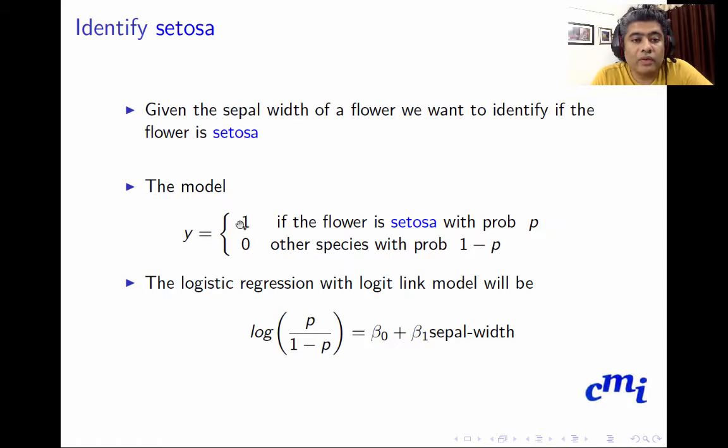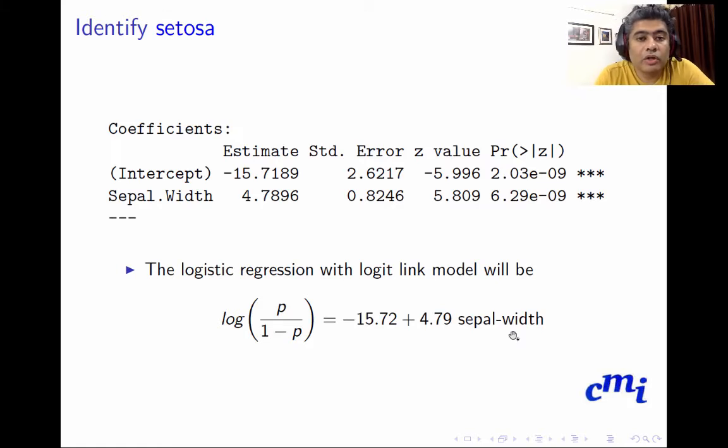So we define y equal to 1 if the flower is setosa, with some probability p, and 0 if it is another species, either virginica or versicolor, with probability 1 minus p. So the logistic regression with logit link model will be log of p over 1 minus p equal to beta naught plus beta 1 times sepal width. So we fit the model on the data set, and the output is something like this.